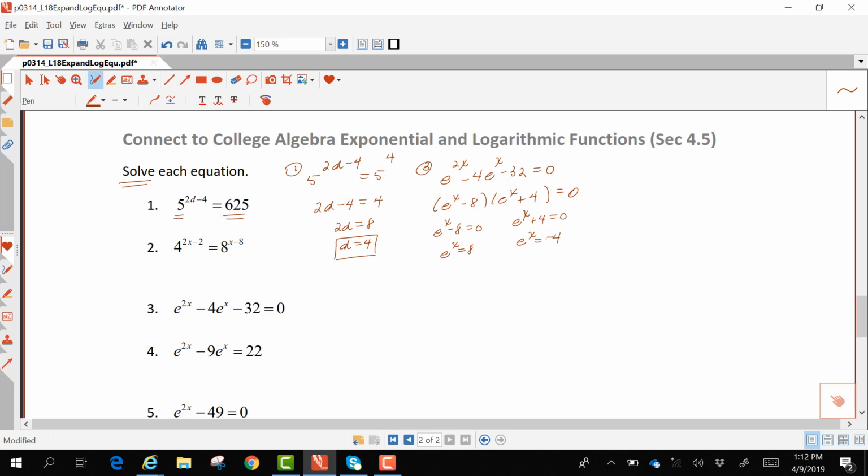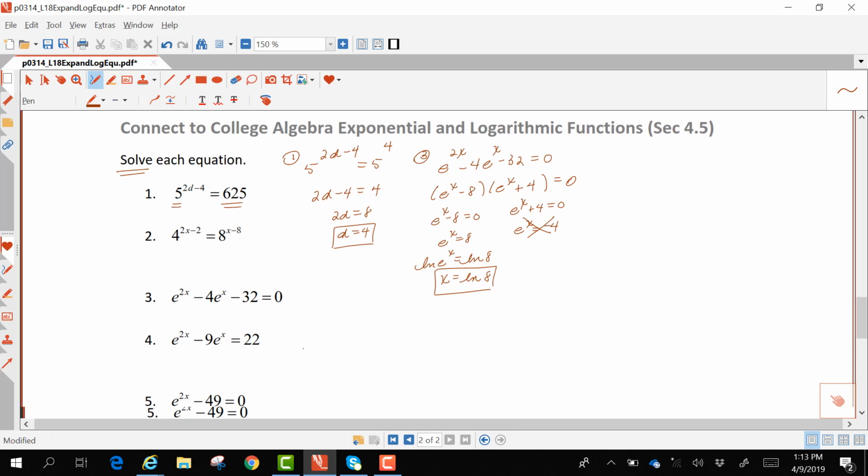Now, e to the x cannot equal a negative number. If you remember the graph of e to the x, it cannot be under the x-axis. So this is not going to present any solutions. But the e to the x equaling 8 will present a solution. We need to solve for x. The answer is x equaling a number. So the way we solve this is by taking the natural log of each side, and then remembering the natural log of e to the x is x. So our solution is x equaling the natural log of 8.